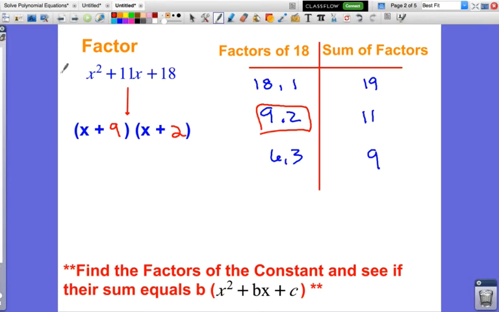Okay? And the way we can check our work is we can use FOIL. So first, outer, inner, last.